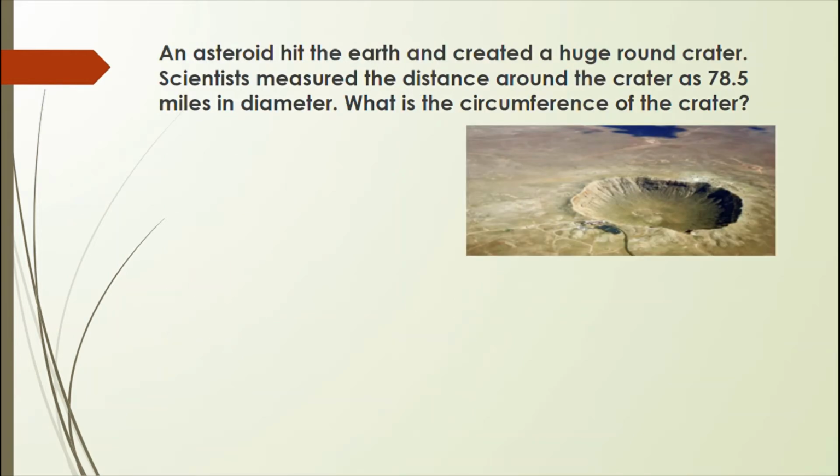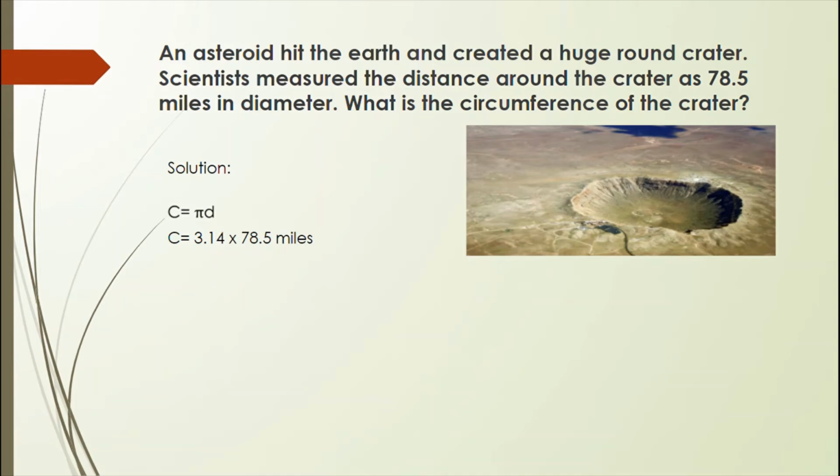Now let's try another example. An asteroid hit the Earth and created a huge round crater. The scientists measured the distance across the crater, and that is 78.5 miles in diameter. Now what is the circumference of the crater? Based on the problem, the given is the diameter. So we are going to use the circumference is equal to pi times d.